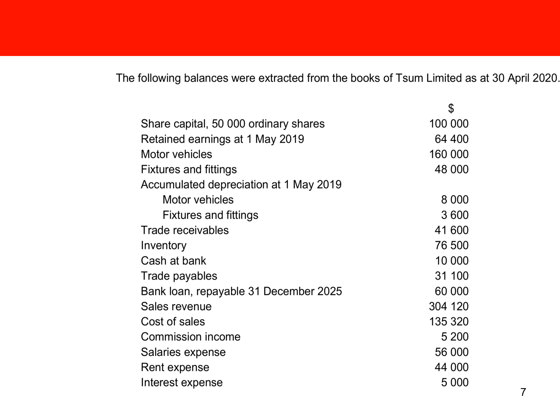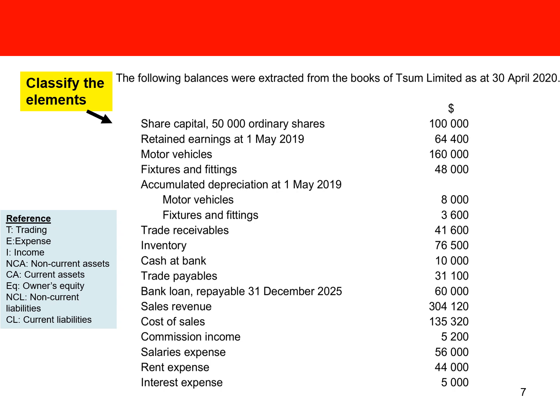Before you even start on the additional information, we always want to work in a very efficient manner. Hence, we will classify the elements accordingly. T stands for trading, E for expense, and the rest accordingly. If you have share capital, what I need you to do is put it as EQ. EQ simply means your equity itself. Then retained earnings is also part of your equity.